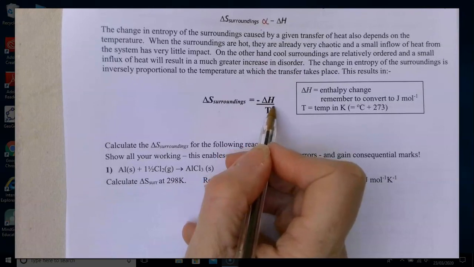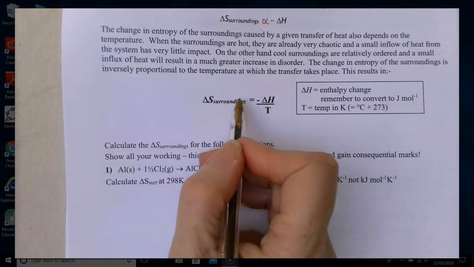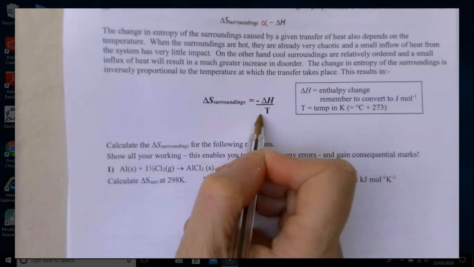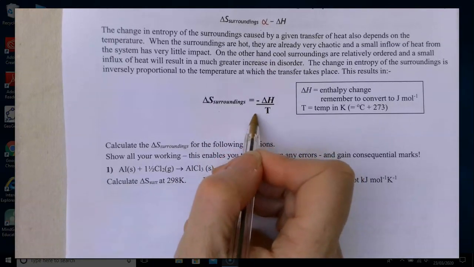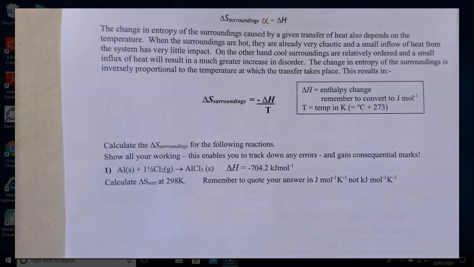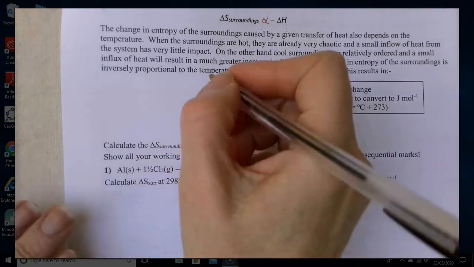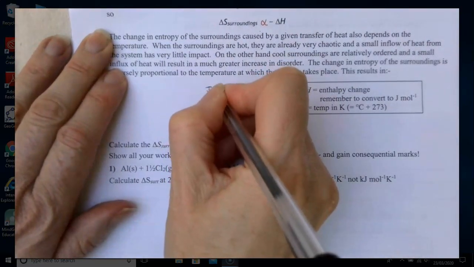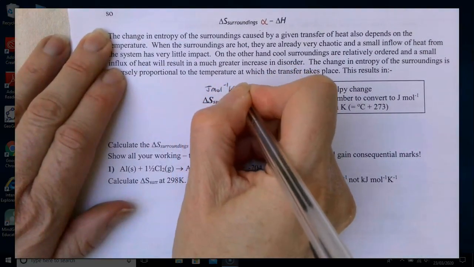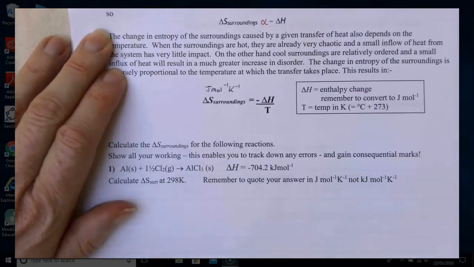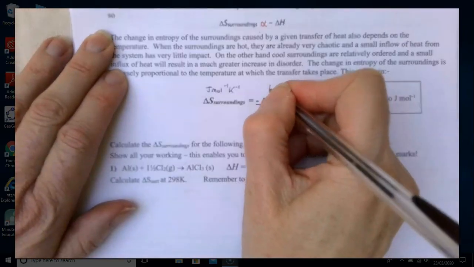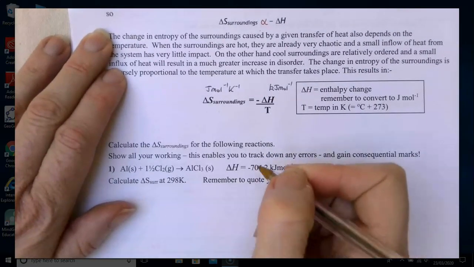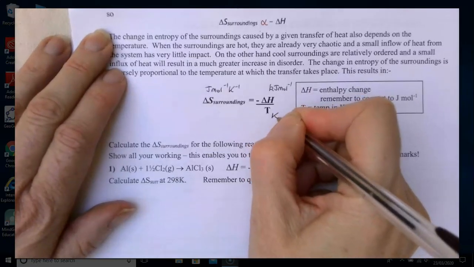So delta H is our enthalpy term, delta S surroundings is our entropy term, and temperature is, obviously, temperature in Kelvin. Now you need to be very, very careful with units on this one. Delta S surroundings is an entropy term, and it's given in joules per mole per Kelvin. Delta H, on the other hand, is always given in kilojoules per mole, and the temperature is given obviously in Kelvin.